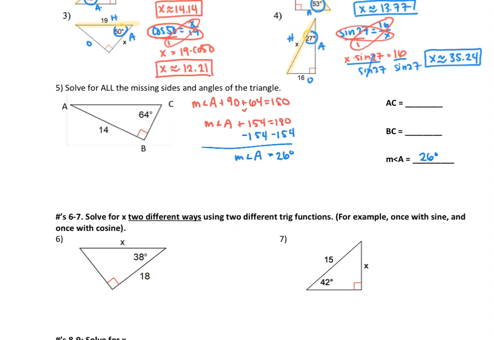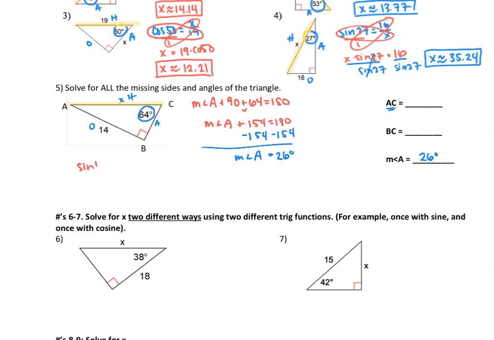Now we're going to go ahead and solve for our missing side. So I'll first solve for AC, which I'll go ahead and call X. So I'm going to use the 64 as our reference angle. And using 64 as our reference angle, 14 is the opposite side. AC is my hypotenuse, and which would make BC my adjacent side. So since I'm solving for the hypotenuse, I have the opposite side, that's OH. I'm going to use sine.